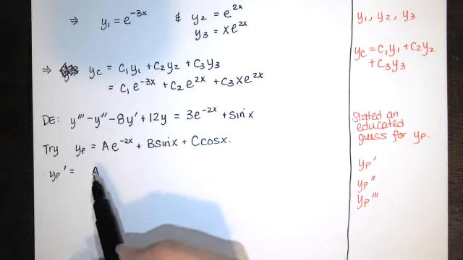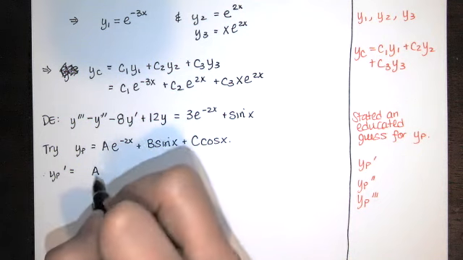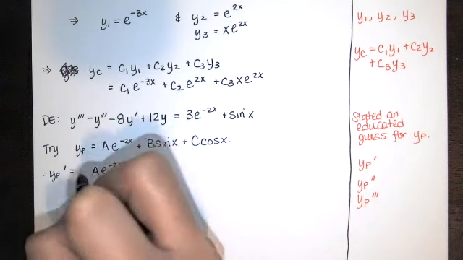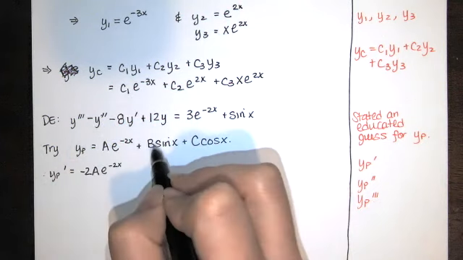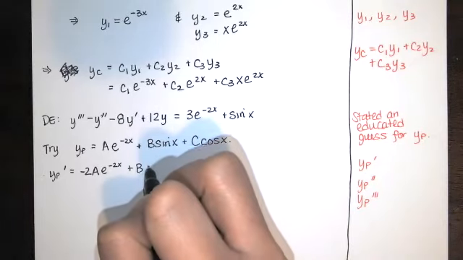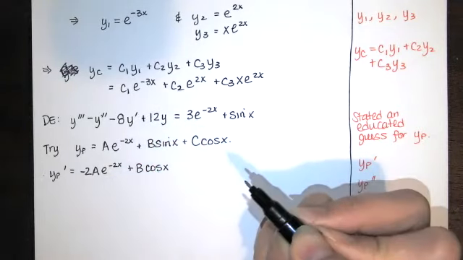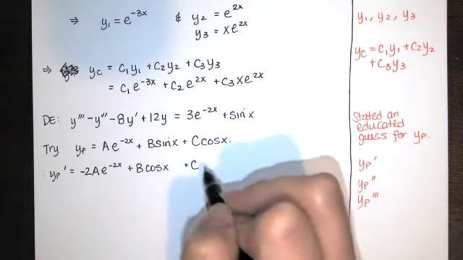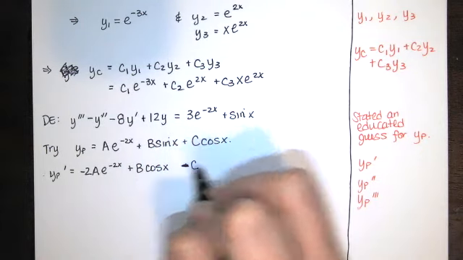Easy to differentiate that. You bring the constant down. The derivative of e to some power is e to that power times the derivative of the inside. And then you bring your constant down and you multiply by the derivative of sine of x. Derivative of sine of x is just cosine of x. Bring your constant down, and then you take the derivative of cosine of x. Well, the derivative of cosine of x is negative sine of x.